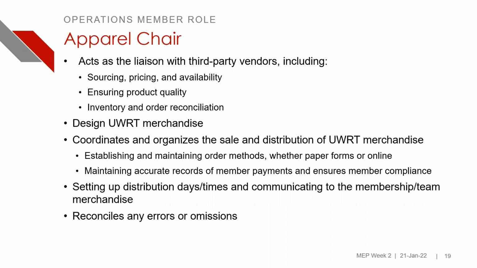The apparel chair acts as the liaison with third-party vendors. So they're basically designing our merchandise and making sure that it adheres to everything we want it to. They're also going to make sure that the merchandise is distributed to all team members that purchase it. And they will do this via communicating with team members. And then if there are any issues regarding any errors, someone's missing something, they'll be the ones that fix that.